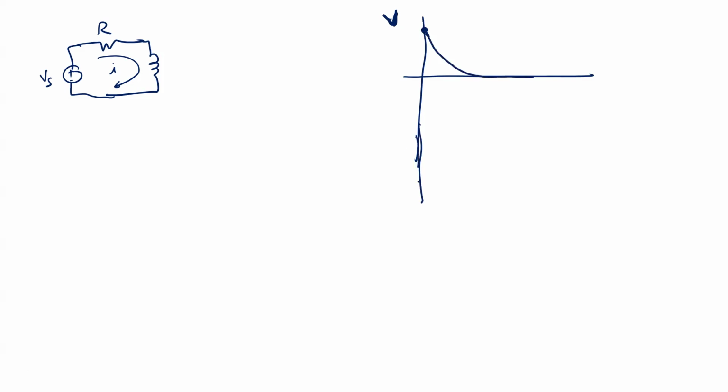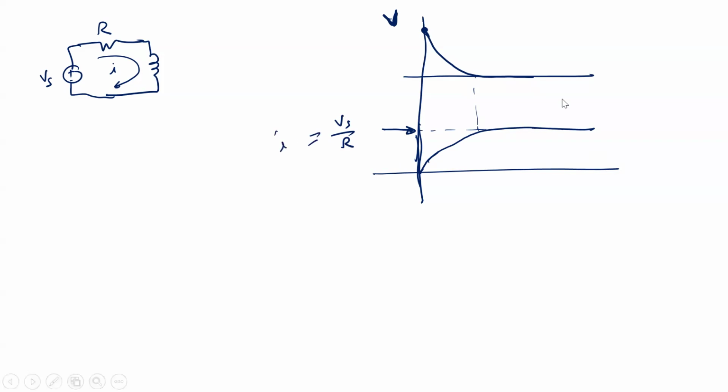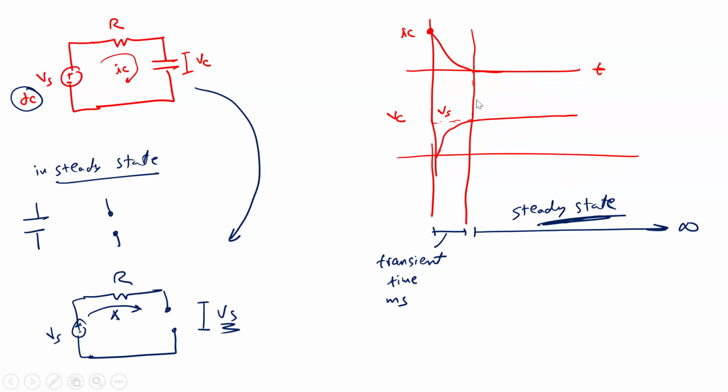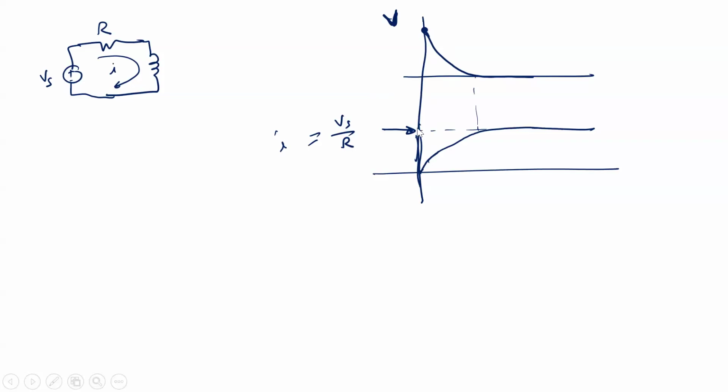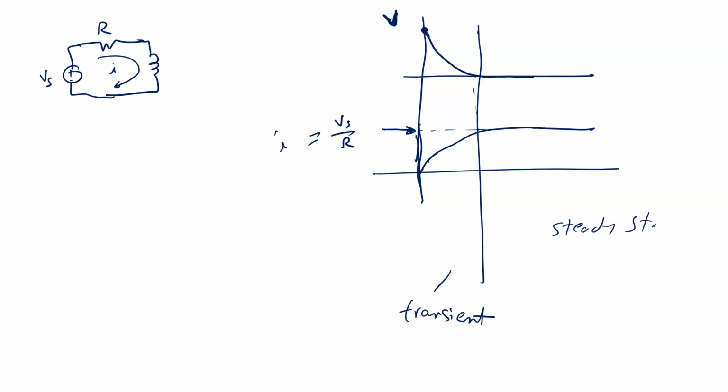Now if you look at the current, here the current starts from zero, and then reaches some point here. At this point, the current is VS divided by R. You can see the response here is very close to the response here. The only difference is that current became voltage and voltage became current. Same thing. This time, this period we call the transient, and this period we call the steady state.